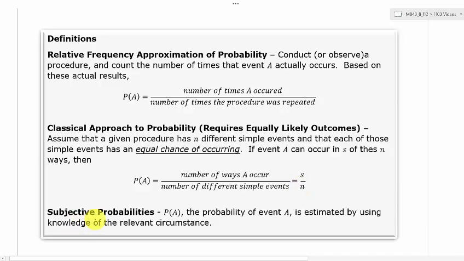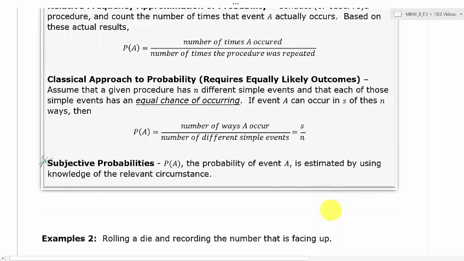The last one is subjective probabilities. This is not something that we will be computing ever, but it's nice to know that these exist. So again, notation, probability of A, and this is the probability that event A is going to happen. It's estimated by using knowledge of relevant circumstance. So again, this is not one that we will be looking at, but it's nice for you to know that that's out there.